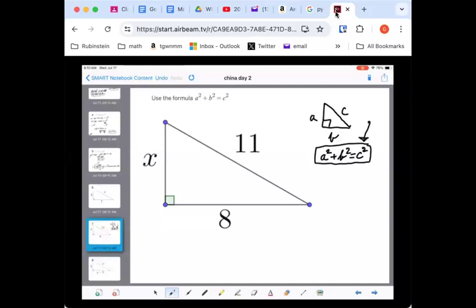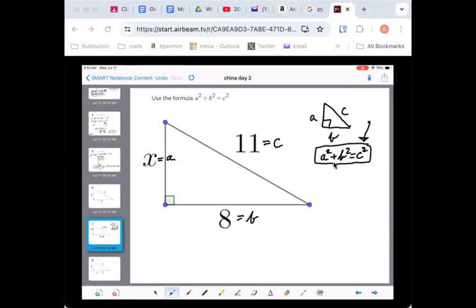Like in this case, with A, B and C, it doesn't matter which leg is which, as long as you call C the hypotenuse. The legs could be A or B. If I change the A to an X and the B to an 8, I'll get the right answer. If I change the B to an X and the A to an 8, I'll also get the right answer. But C has to be 11. That's the hypotenuse. Now, this is not going to be an exact answer.